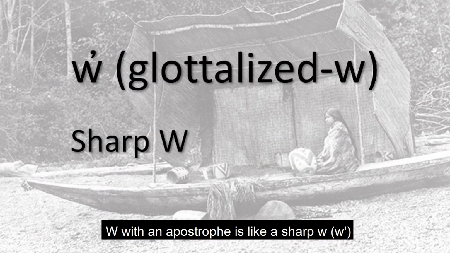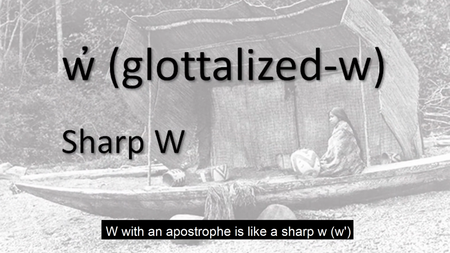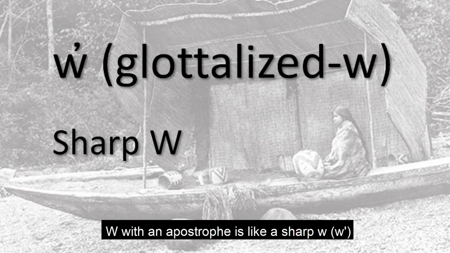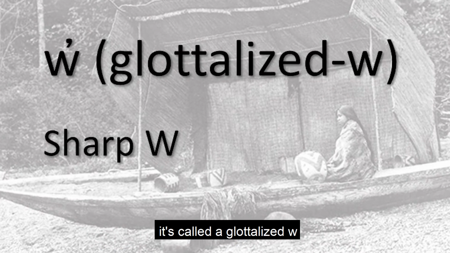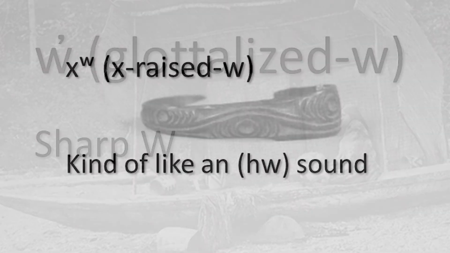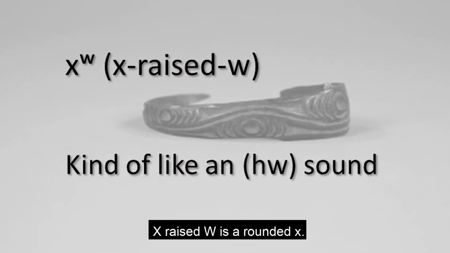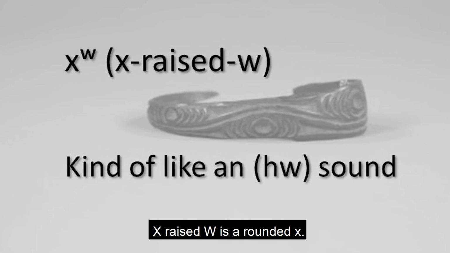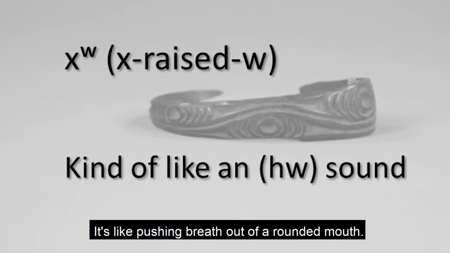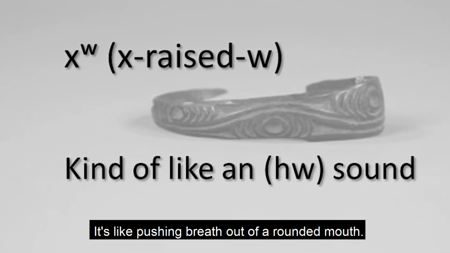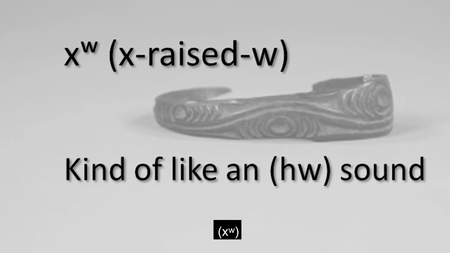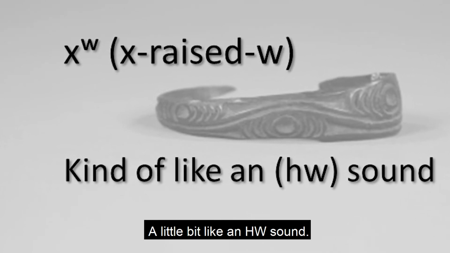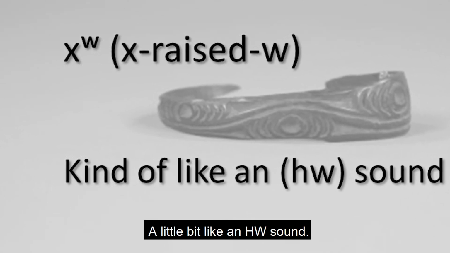W with an apostrophe is like a sharp W. It's called a glottalized W. X raised W is a rounded X. It's like pushing breath out of a rounded mouth. A little bit like an HW sound.